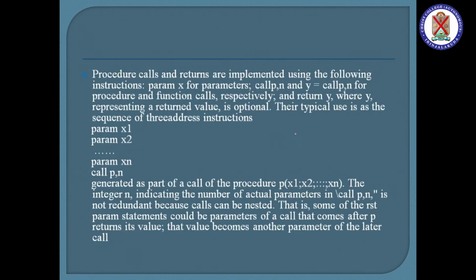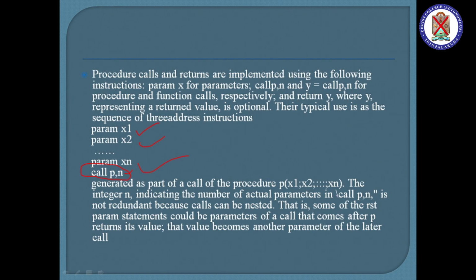Okay. Next one is procedure calls. In procedure calls we use three address statements. It will move with first parameter, second parameter, like that, up to the nth parameter. If we are calling with n parameters, the first one is x1, the second is x2, like that. P of x1, x2, xn, that is the procedure. P x1, x2, xn will be called like the call P of n.